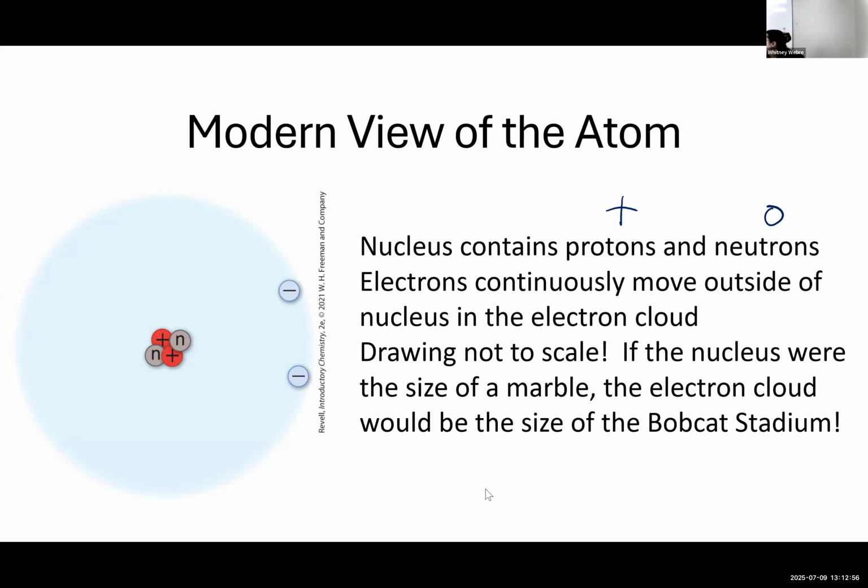That's why the theory proved that the majority of the time it would pass through that gold foil, because it's mostly space. But maybe one in every 20,000 would hit that center and bounce back.